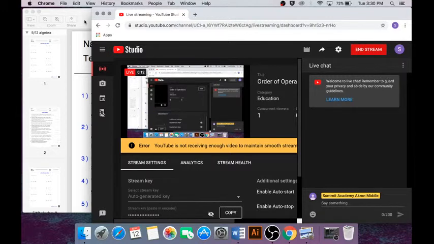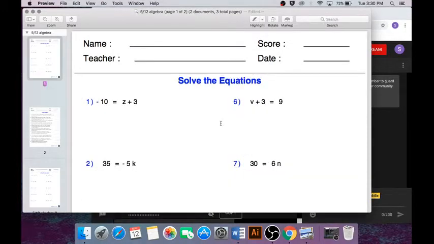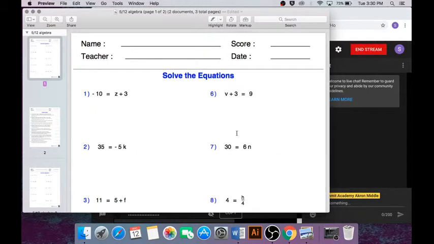Today we're going to work on some one-step equations again. We're going to go back over 10 more examples of those, and then we're going to look at some word problems.